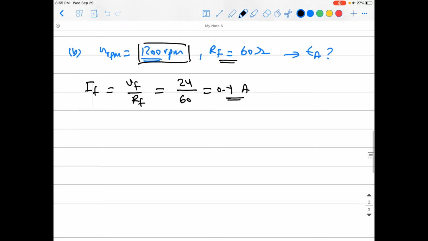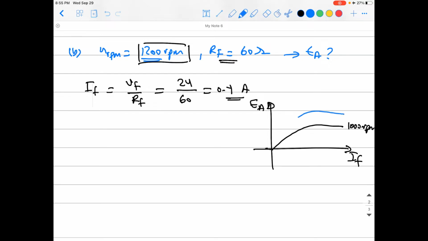So if you plot this again like we said before, that is EA and that is IF. That is the value of the curve at 1000 RPMs. For 1200 RPMs, you will portion it up like this. That is at 1200 RPMs.